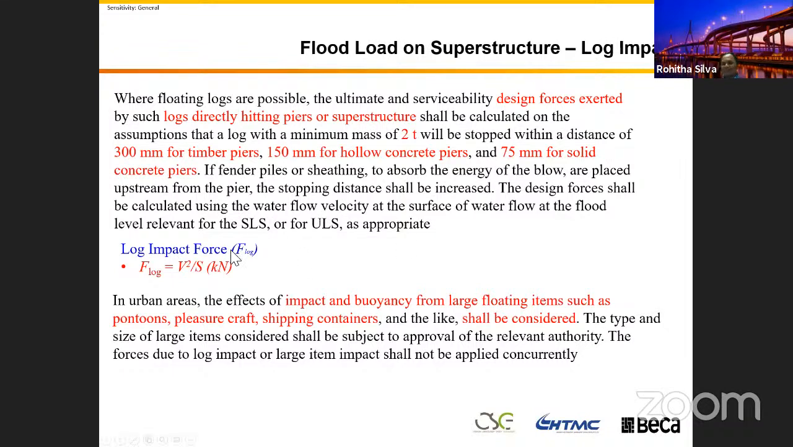This force is quite significantly large because of the 2 ton mass here. Another thing, the code says the impact and the buoyancy from large items such as pontoon craft and shipping containers shall be considered separately. If you have to design for those things, you have to look at them separately. Any questions up to here?